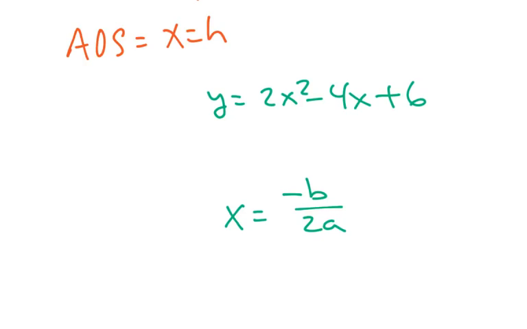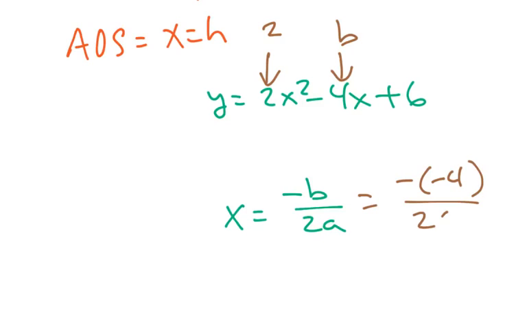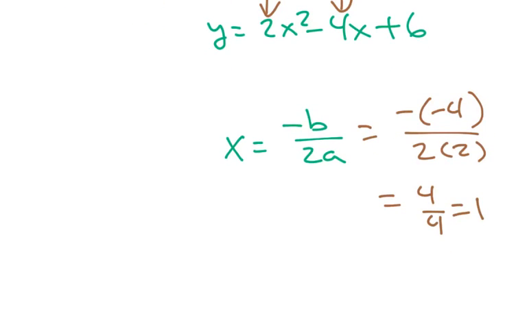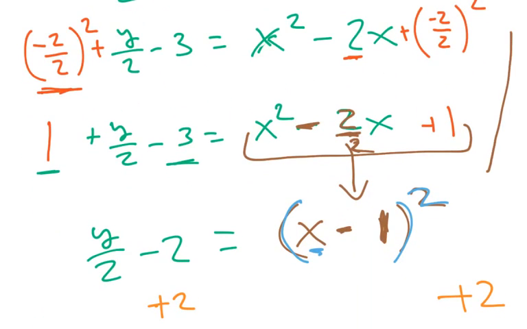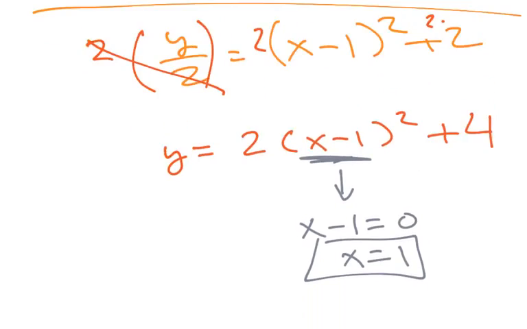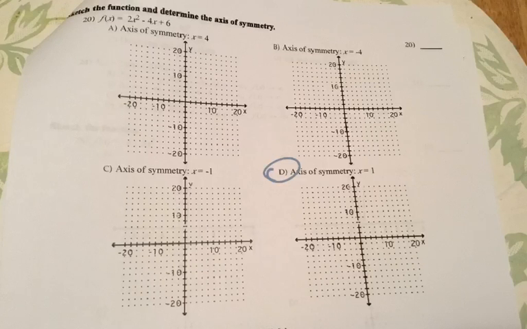So if we look at this, we see that b is negative 4 and a is 2. So this is going to become negative negative 4 over 2 times 2, which is 4 over 4, which is 1. And hence x equals 1. So that is another way of doing it. Keep that in mind. I do think that being able to complete the square, though, is a very important skill to develop and have. So hopefully all of this makes sense, and I'll see you in the next video.